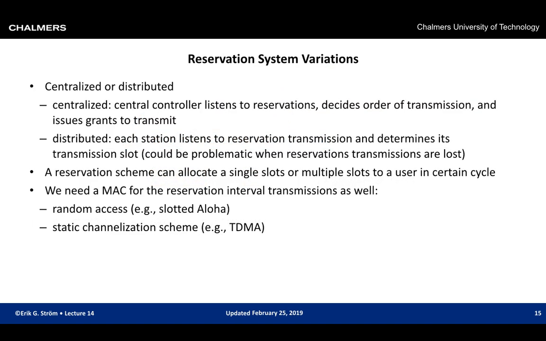So there are two main methods here, centralized or distributed. Centralized is when we have a centralized controller. Distributed is when each station listens to the rest. So the centralized controller listens to the reservations, decides the order of transmission, and then issues grants to transmit. In a distributed scheme, each station listens to the reservation transmissions and then determines its transmission slot. Okay. Now, there are pros and cons with both of these.